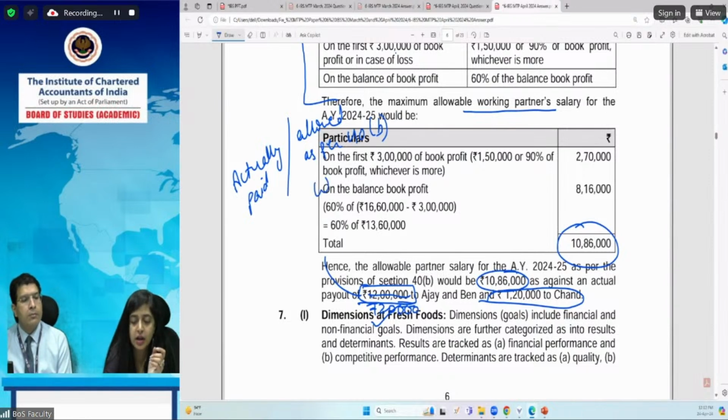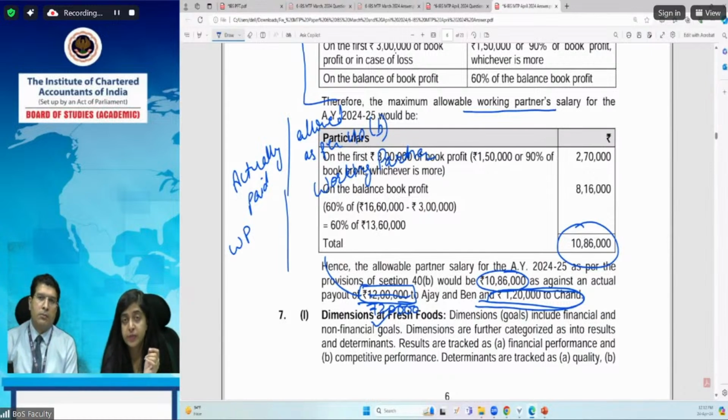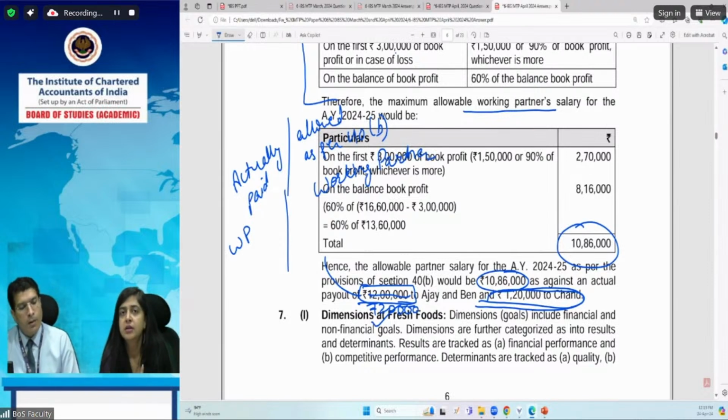Since it is allowed only to a working partner, you have to see the salary which is actually paid to the working partner. You have to ignore the salary which is payable to a non-working partner. You don't need to consider that amount at all. In this case, since the firm is paying higher, 10 lakh 86,000 will be allowed. And if it is less than the 10 lakh 86,000, then that lower portion would be allowed under section 40B of the Income Tax Act.